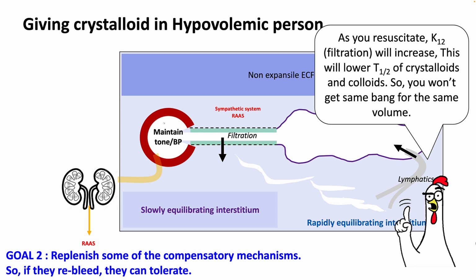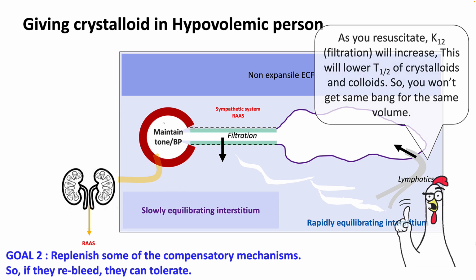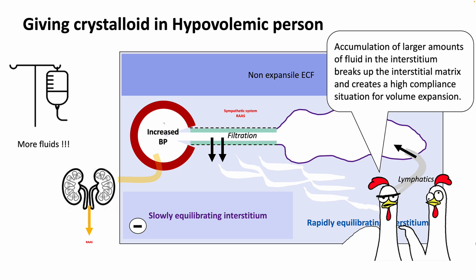So the second goal of giving fluid in this patient, after you have maintained the perfusion, is to replenish some of the compensatory mechanisms. And this is important because if they rebleed, they should be able to tolerate a fall in blood pressure much better. However, if you keep on giving more fluid, accumulation of a large amount of fluid in the interstitium will break up the interstitial matrix and create a high compliance situation.